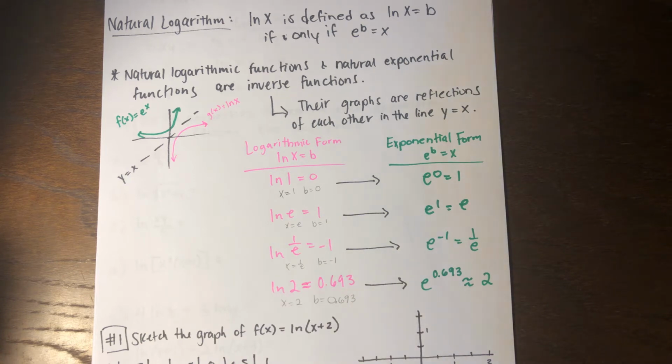We have natural log of 1 divided by e is equal to -1. That can be written in exponential form as e to the negative first power is equal to 1 over e. Natural log of 2 is estimated to be 0.693, and if we rewrite that in exponential form, e to the 0.693 is approximately 2.